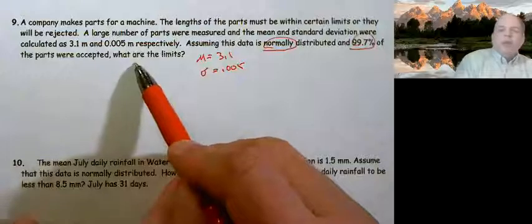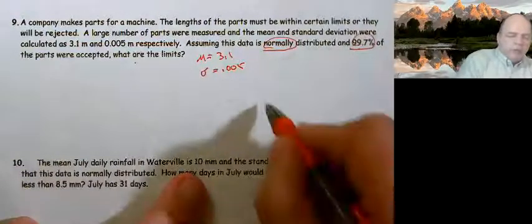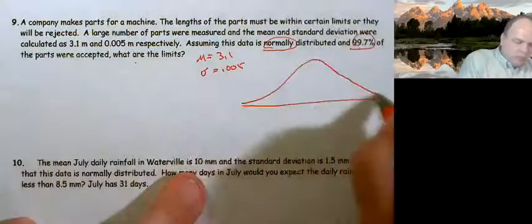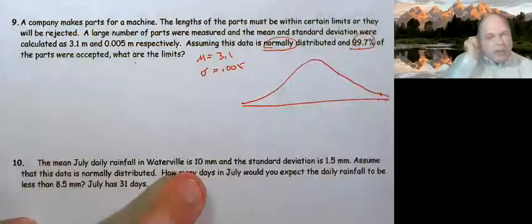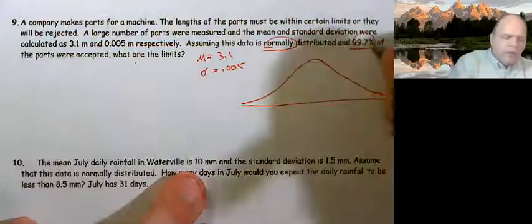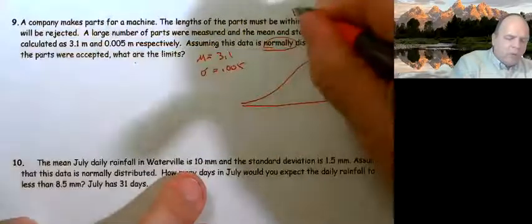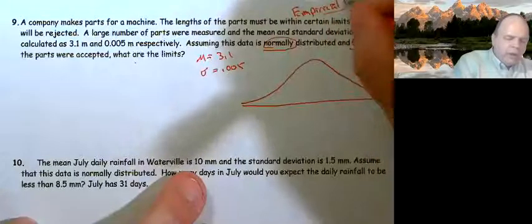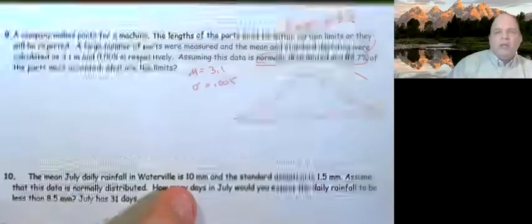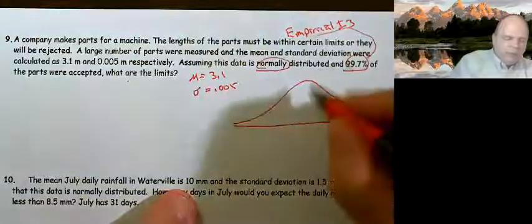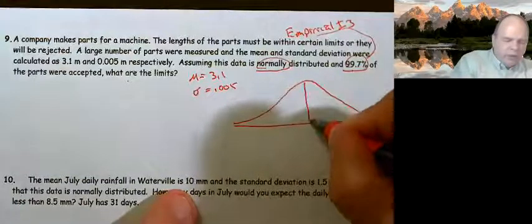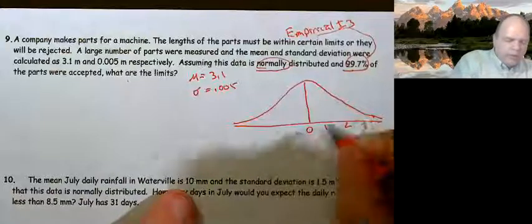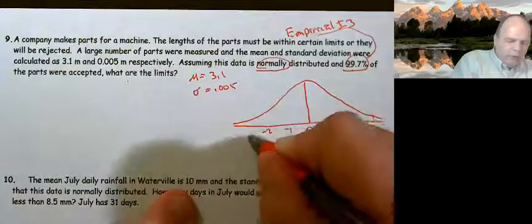what are the limits? First off, I know it's normal, so I'm going to draw a normal curve. And they tell me 99.7%. This lets me know I'm thinking about the empirical rule. This means I'm dealing with plus or minus 3 standard deviations, because 99.7% is associated with plus or minus 3 standard deviations. So 0, 1, 2, 3, that's the positive, -1, -2, -3.